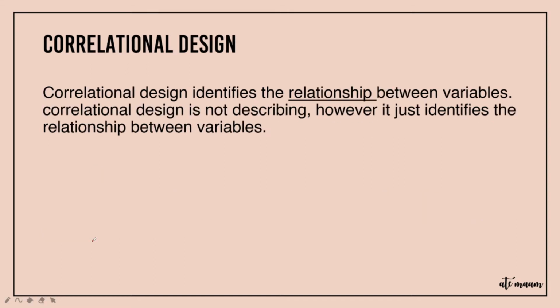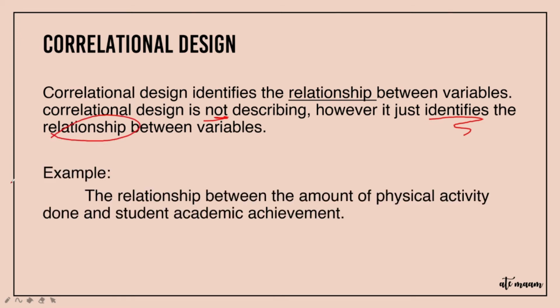Next, we have the correlational design. Correlational design identifies the relationship between variables. Correlational design is not describing, however, it just identifies the relationship between variables. So, for example, we want to know the relationship between the amount of physical activity done and the student academic achievement. So, in here, you just want to know, it is not describing what is physical activity. It is not describing what is student academic achievement.